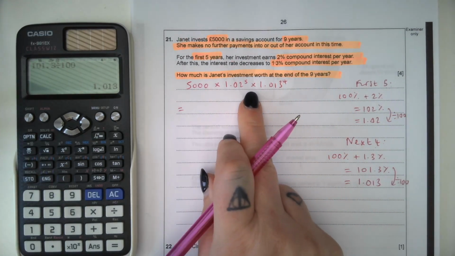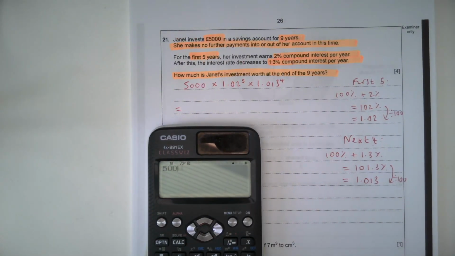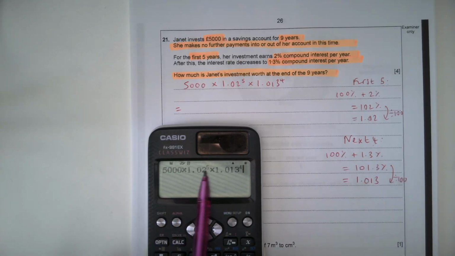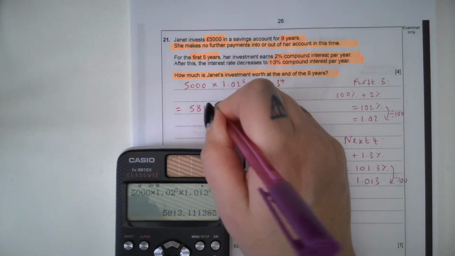And I'm going to stick this in my calculator. So 5,000 multiplied by 1.02 to the power of 5. Arrow out of your power, guys, so that you can then multiply by 1.013 to the power of 4. Just check I've put everything in right. We know that I make mistakes when I enter it in my calculator. Press equals, so that's £5,813.